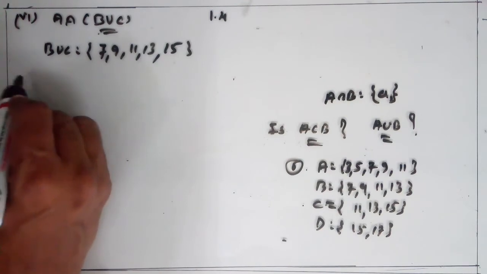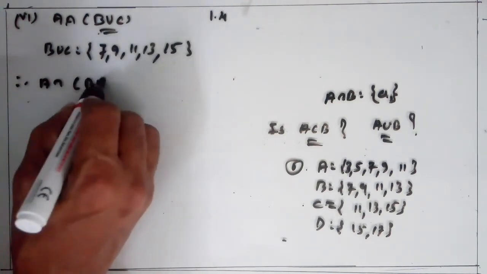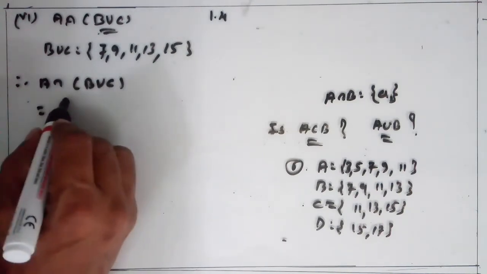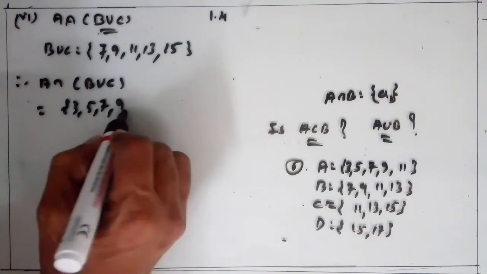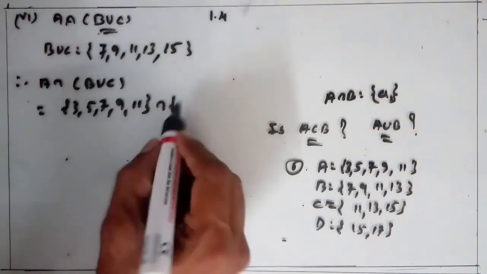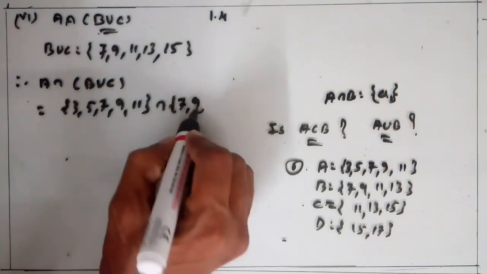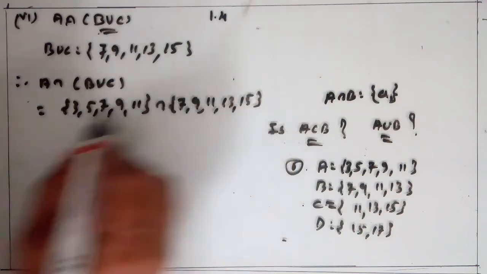Now find the intersection of A with B union C. A is equal to 3, 5, 7, 9 and 11. B union C is equal to 7, 9, 11, 13 and 15.